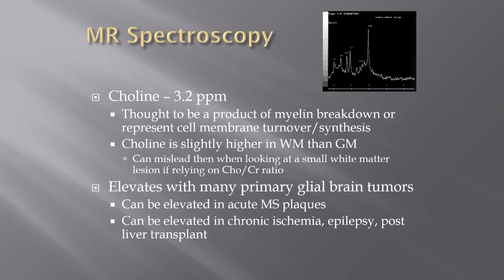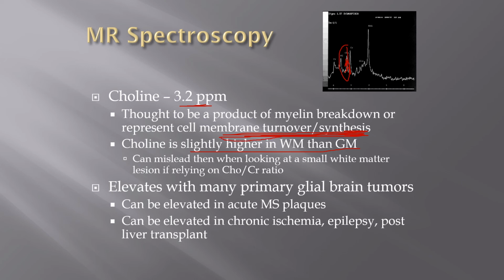Choline usually has a moderate-sized peak at 3.2, right next to the creatine. You'll see it a little bit different in gray matter and white matter. It's used basically to give a judgment of cell membrane turnover. You see it elevated in tumors. Also, it elevates in demyelination.